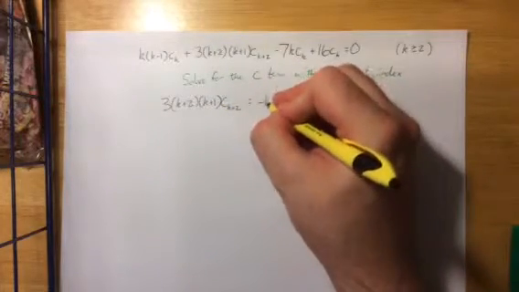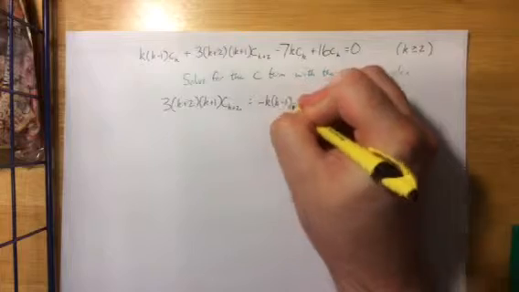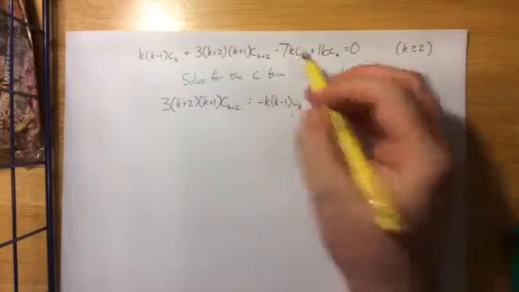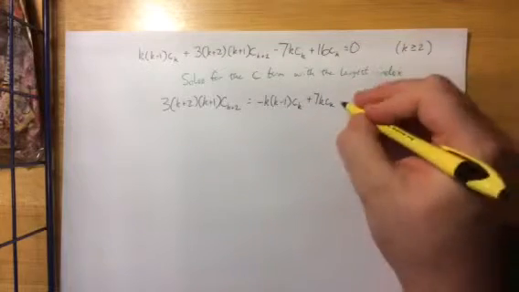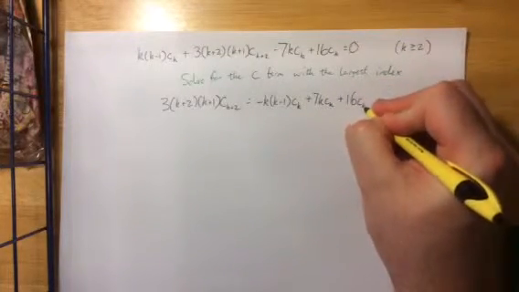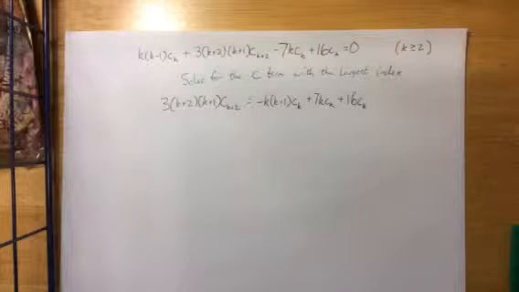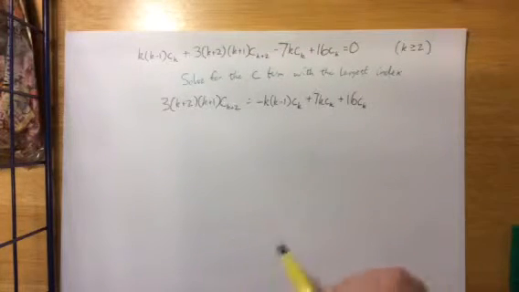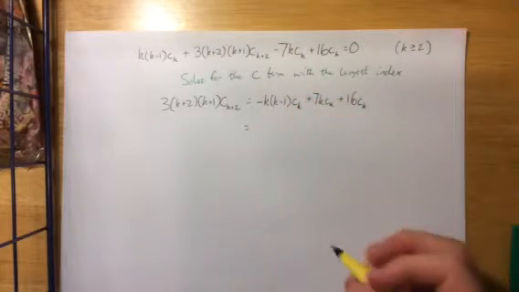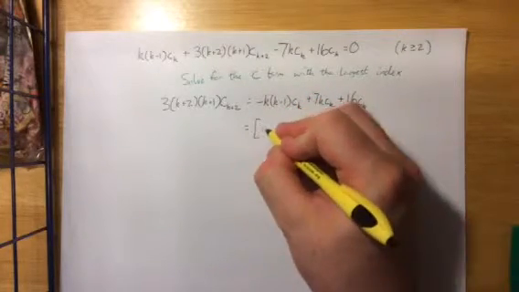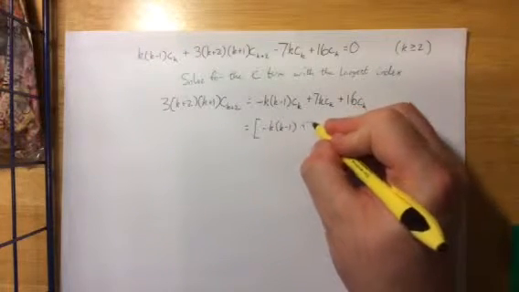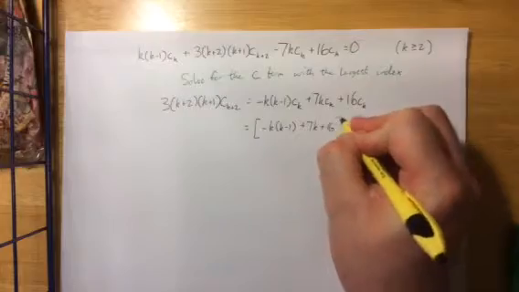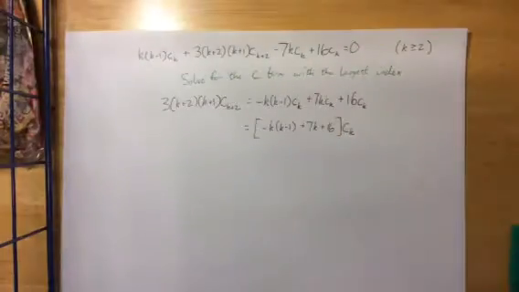So that's going to be minus k times k minus 1 c sub k plus 7k c sub k plus 16 c sub k. Now notice that when we do this, everything on the right hand side has a c sub k in common. I would like to factor the right hand side. So I'm going to factor out that c sub k like it's the greatest common factor. Then I'll probably do a little bit more algebra because, I mean, that's just what I do.